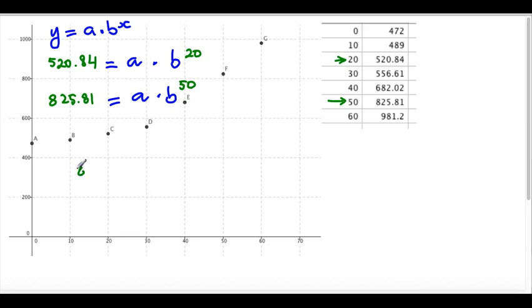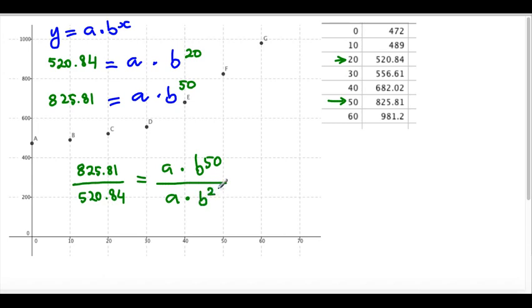On the left hand side, I will have 825.81 divided by 520.84. And on the right hand side, I will have a times b power 50. Remember, the second equation divided by the first equation. And on the denominator, I will have a times b power 20. And then from here, I could see a and a, I could actually cancel this out. And then I will have b power 50 divided by b power 20.